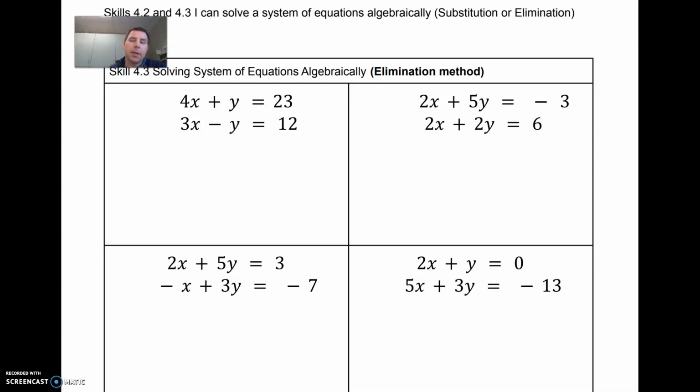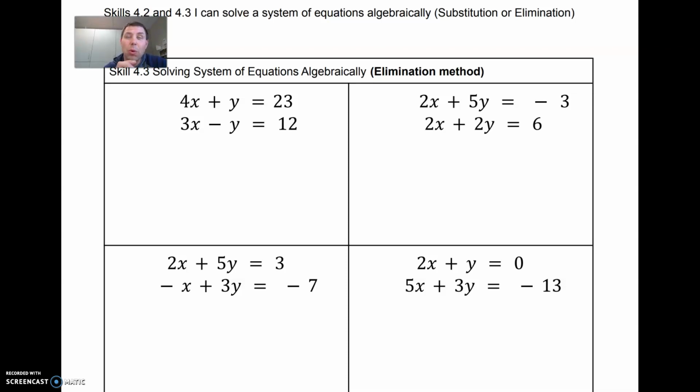Okay, let's go over the elimination method. So the key thing here is you're trying to get rid of the x or trying to get rid of the y. And part of it depends on what's given to you. So don't get stuck on just eliminating the x always or always eliminating the y. And also don't get stuck on this idea that you're always adding, you're always subtracting. That's not necessarily the case. A lot of it depends on what's given to you.